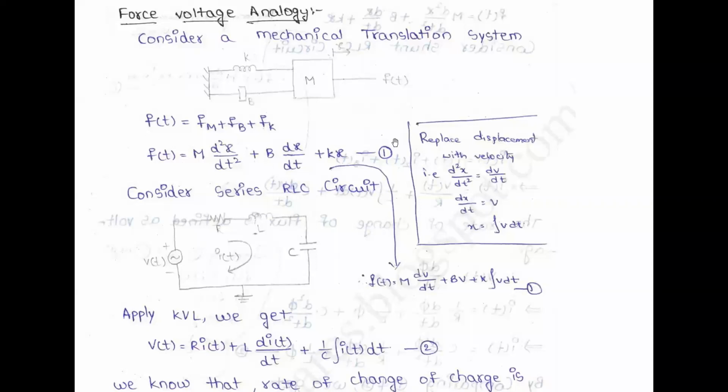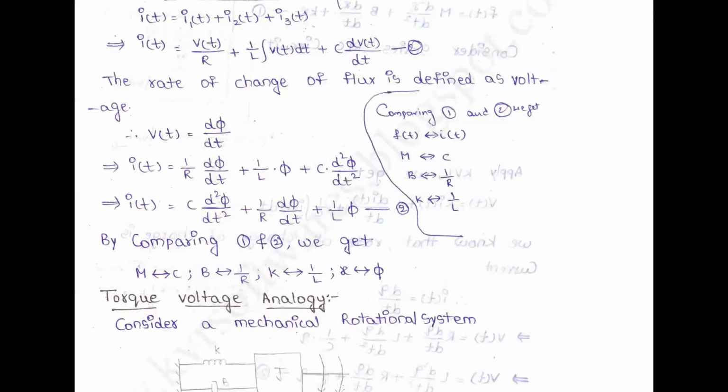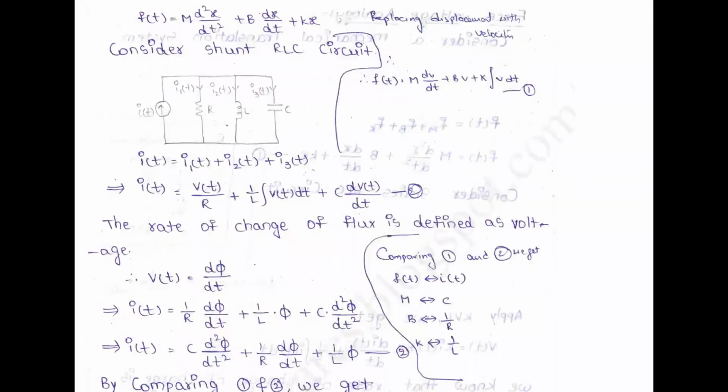So three elements are connected in series. RLC connected in series, and the applied voltage V of t. This is the connection diagram in the force voltage analogy, and this is the force current analogy.